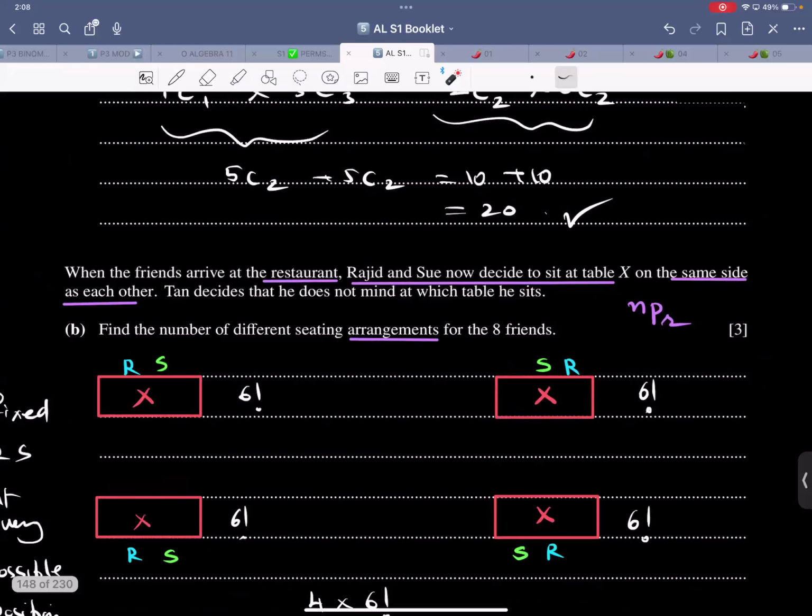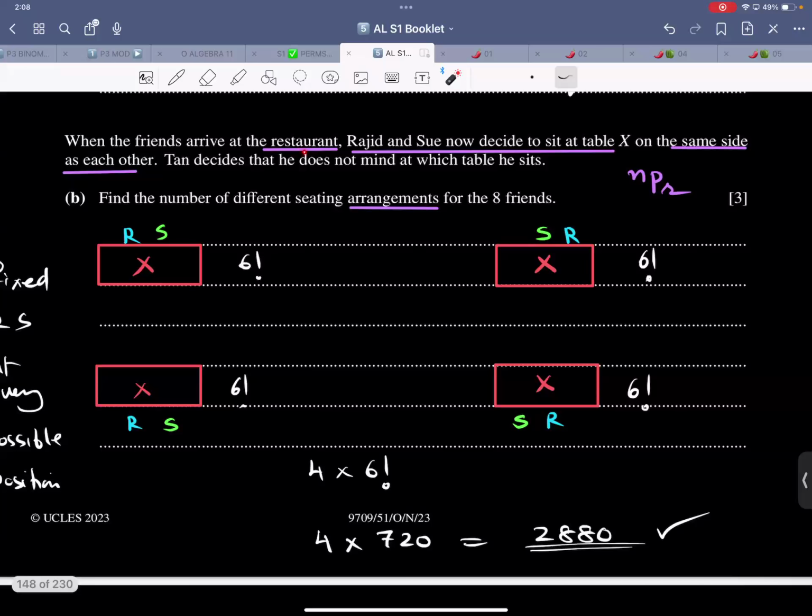The next one. When the friends arrive at the restaurant, R and S now decide to sit at table X on the same side as each other. T decides that he does not mind at which table he sits. Find the number of different arrangements. That was combination, grouping. This is arrangement for the 8 friends.